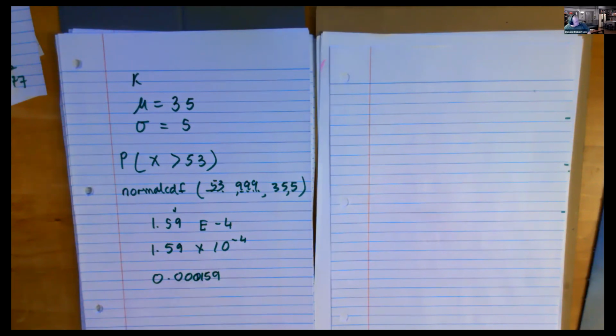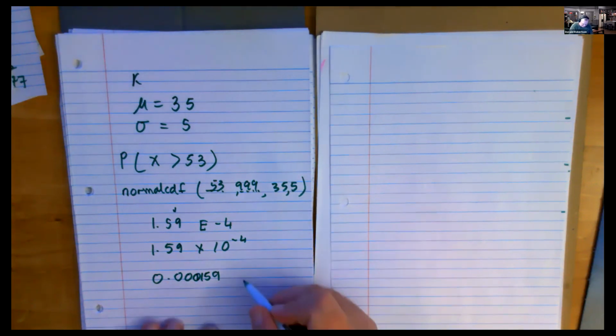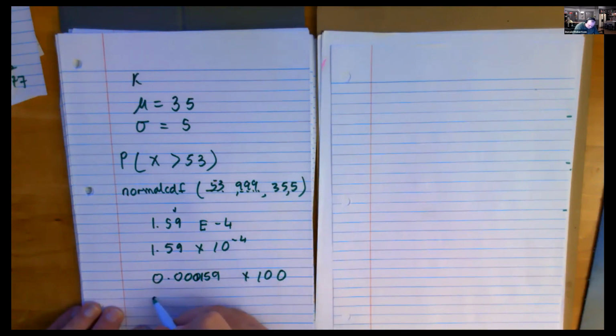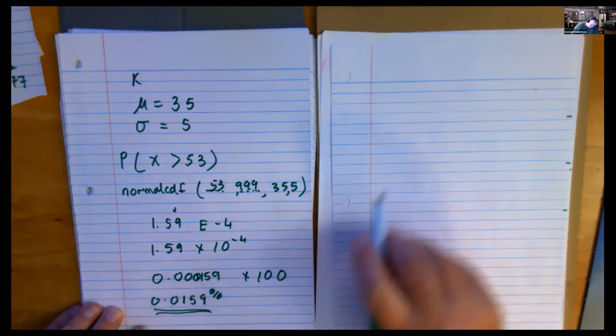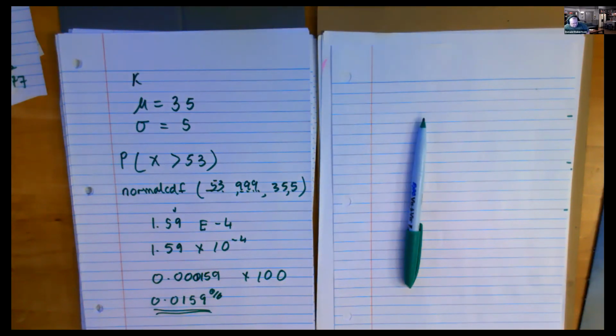0.3 more zeros, 159. Even when I make it a percentage, can you see that that person's potassium level, what, 0.015% of the population would have that. That's like 1 in 10,000 people would have that kind of number. Wouldn't that be, ooh, we better have a good look at you, because this is not good, right?